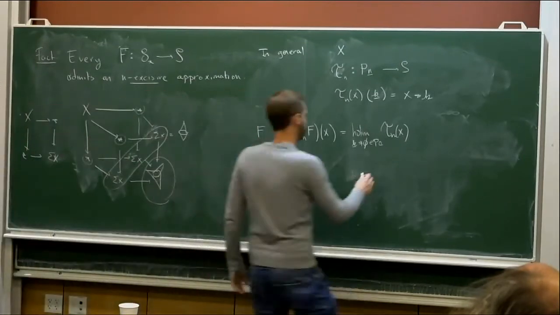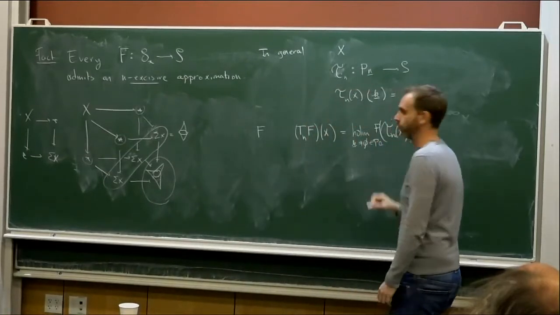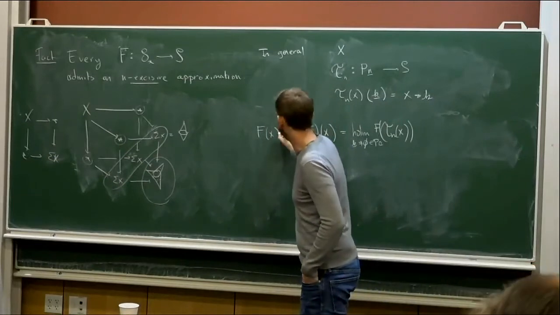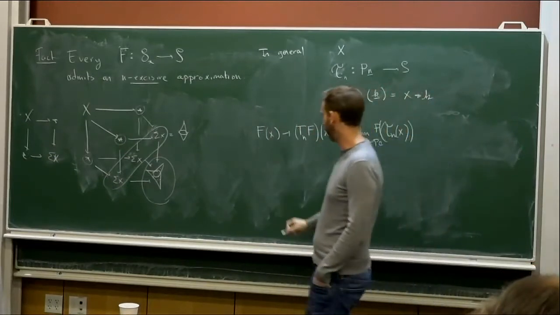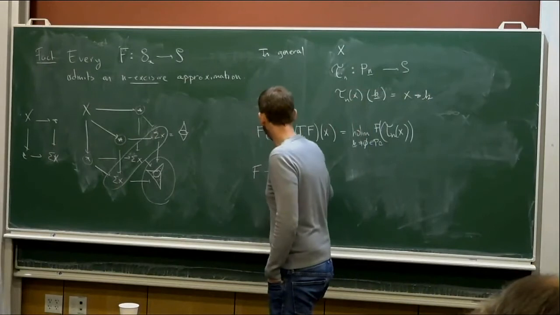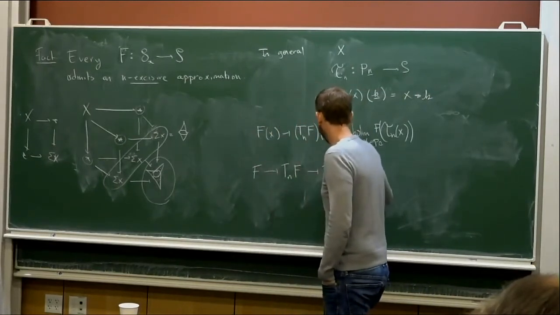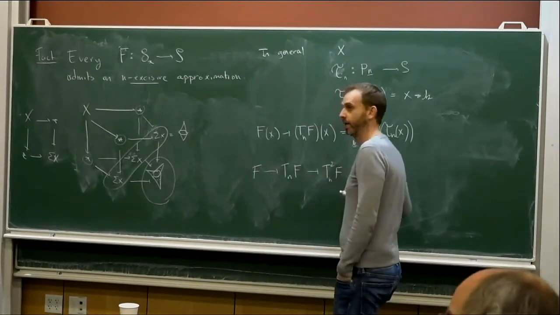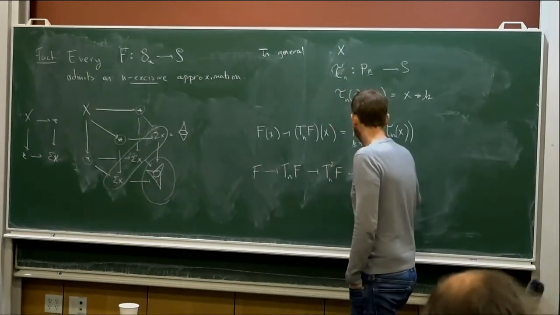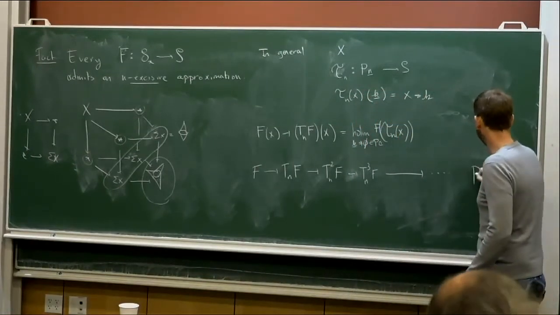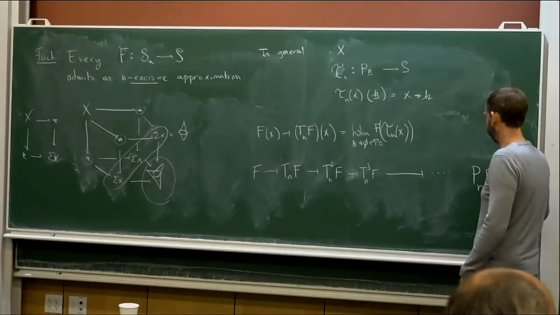So I apply f. Okay. So this gives me a natural transformation like this. And so I get this sequence, f, mapping to, this time I'm not going to write the argument, to Tn f, to Tn squared f, I do it again, to Tn cubed f. And I take the colimit, and this is what Goodwillie calls Pn of f.